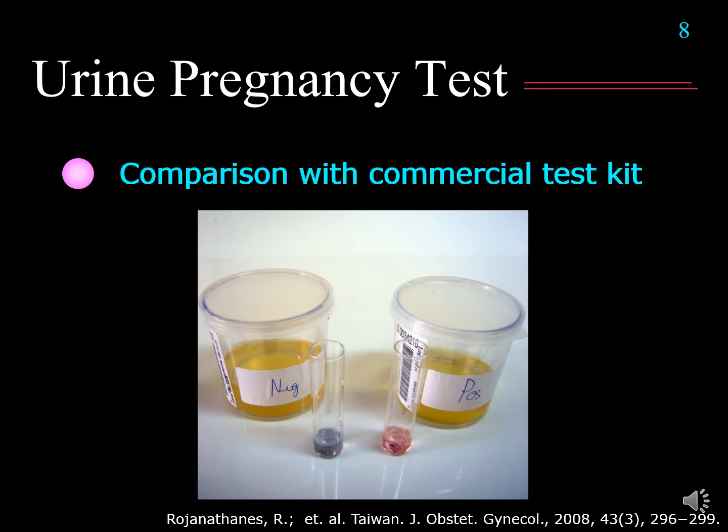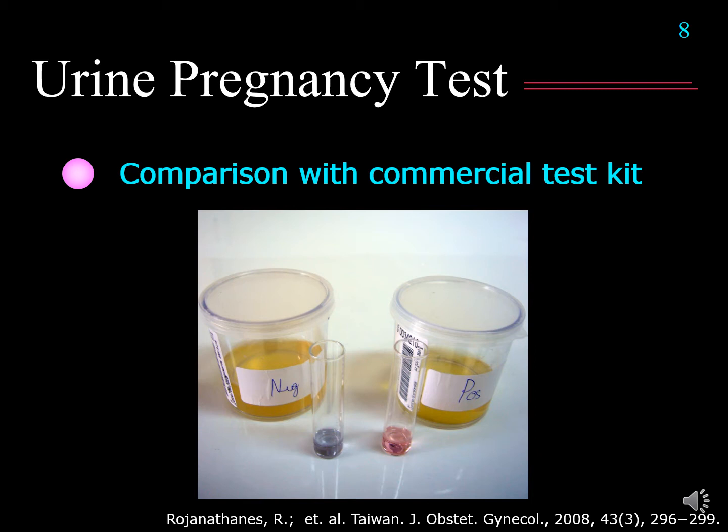So as you can see on the right hand side, which is a positive pregnancy urine, that means this urine is obtained from a pregnant woman. To the gold nanoparticle colloidal solution, we just drop the urine in, but as you can see, the color is still red.